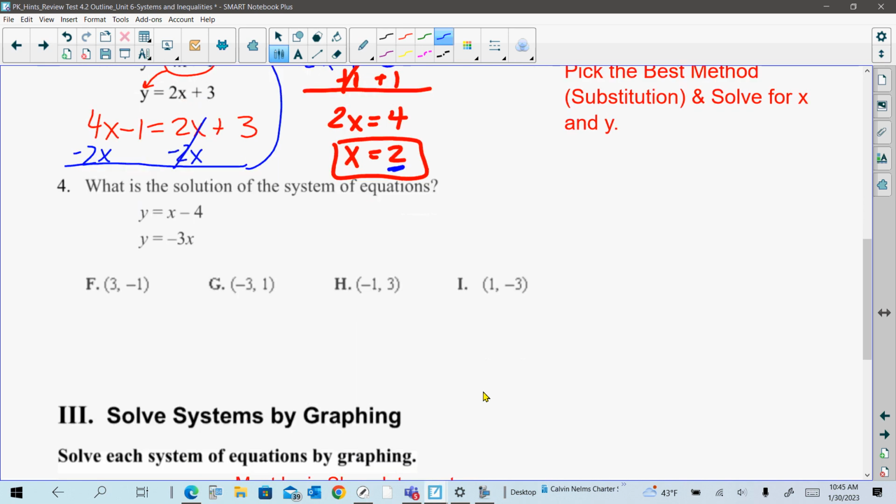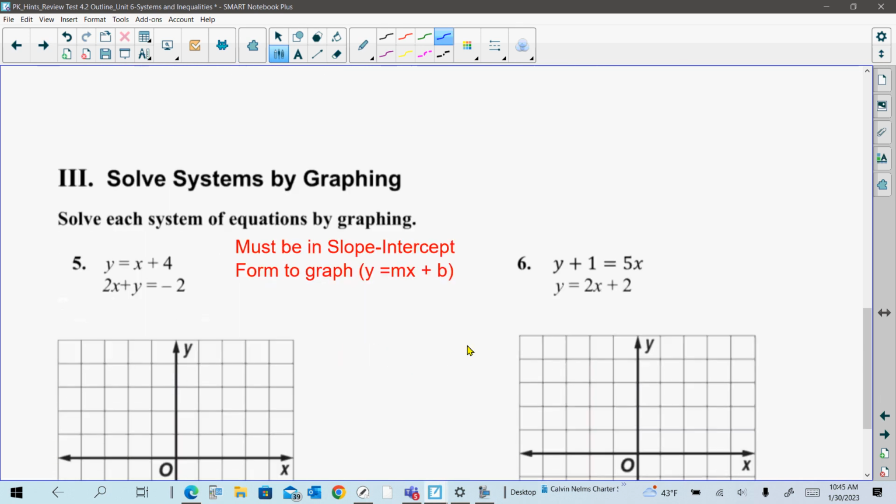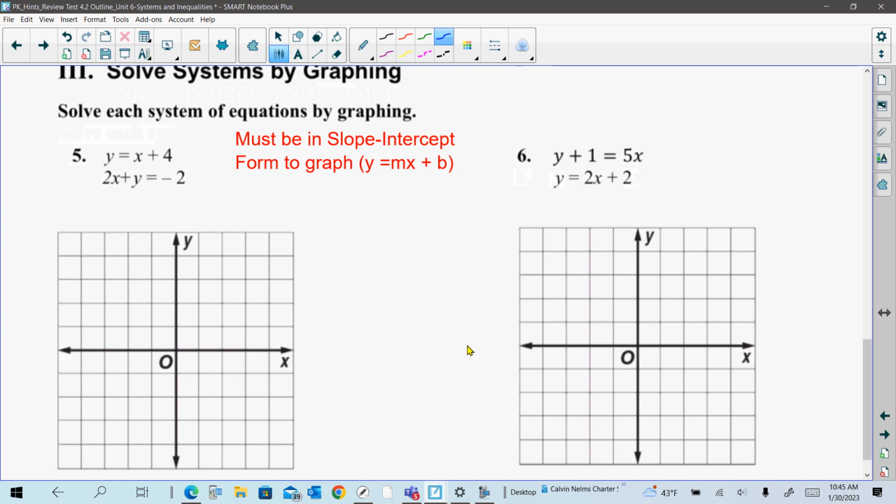All right, section 3 here, sorry. I'm starting on 5. It says you must be in slope-intercept form to graph. So this first equation is fine because it's y equals x plus 4. How would I graph this equation? 4 on the y-axis. Now what? Up 1. Yeah, the slope is positive, so it should be increasing. So there's our first equation.